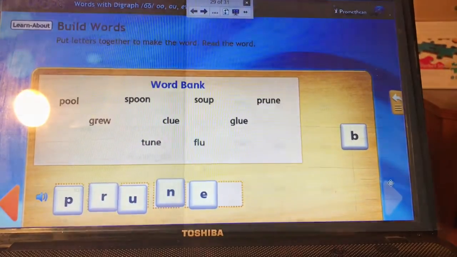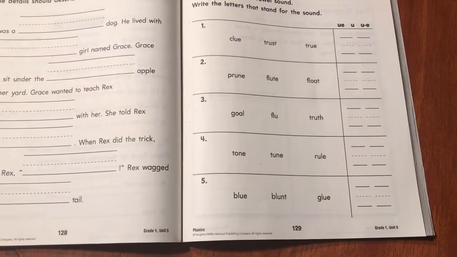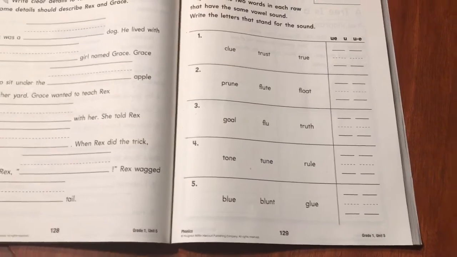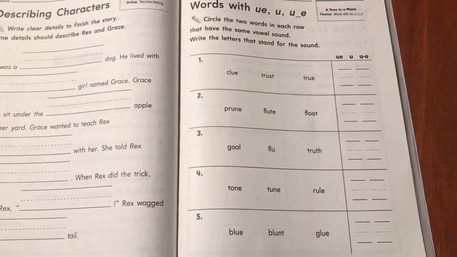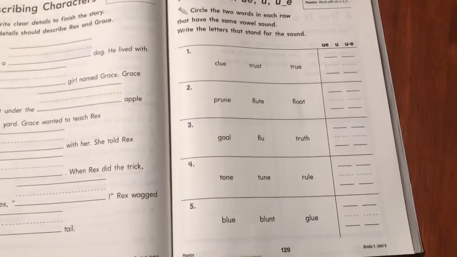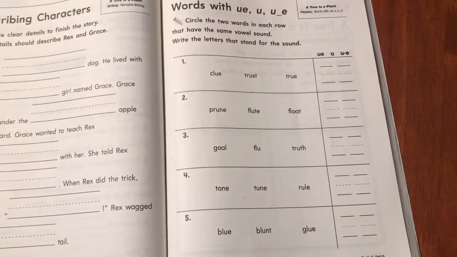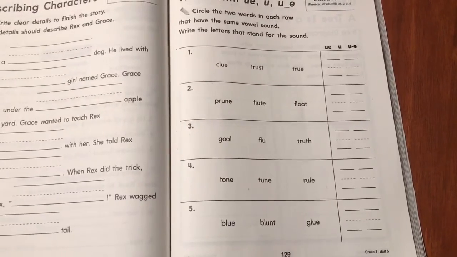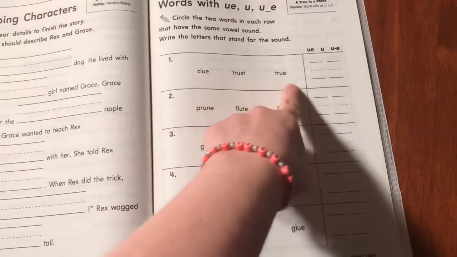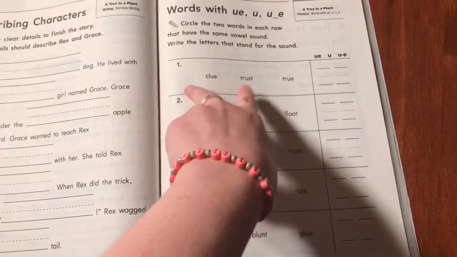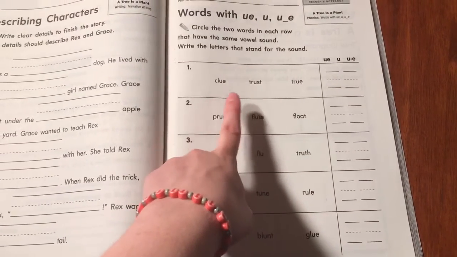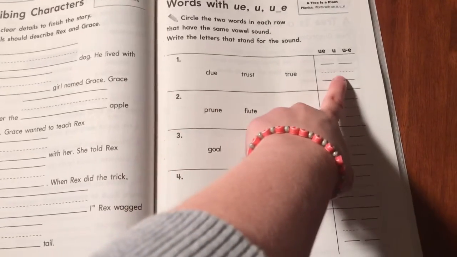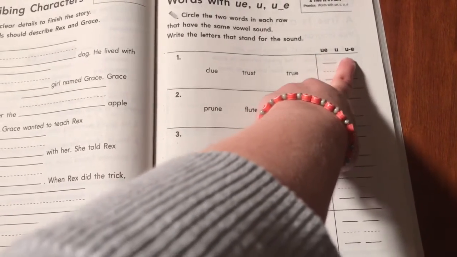So go grab that and a pencil. We're going to be working on page 129 in your reader's notebooks today. So find page 129. We've done a few pages like this before. You're going to read each line of words and circle the two words in each row that have the same vowel sound. Then you're going to write the letters that stand for that vowel sound over here. It's going to be either UE, U, or U consonant E.